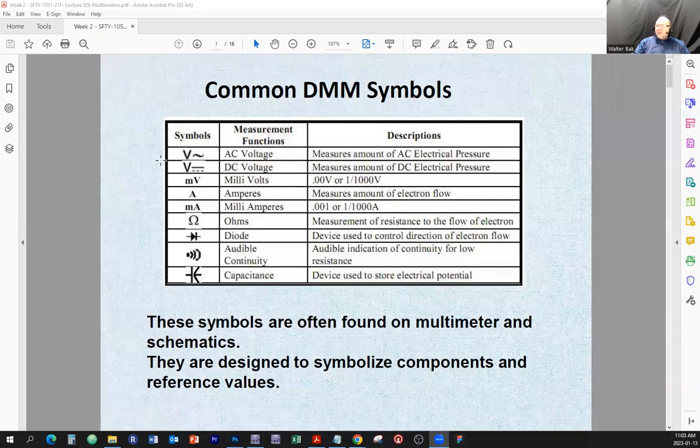Okay, so this is the second part of the DMM class, and that is going to conclude the multimeters session for this week. We're going to continue from where we left off and look at the DMM symbols that are on the dial of the digital multimeter.